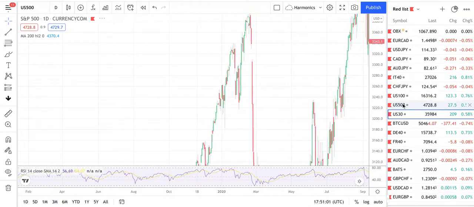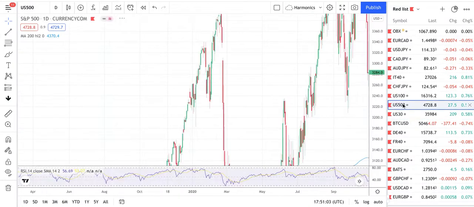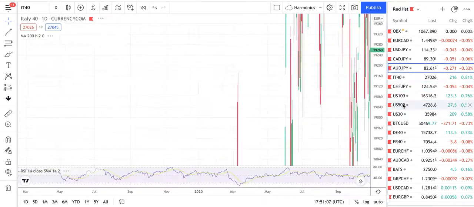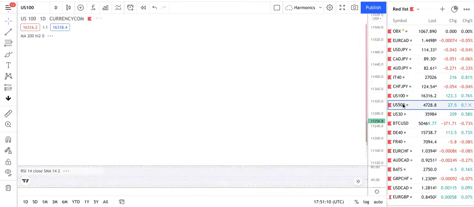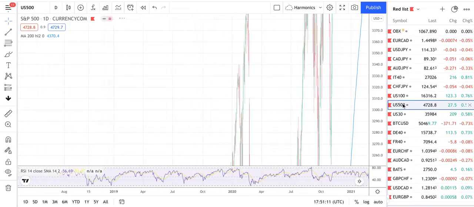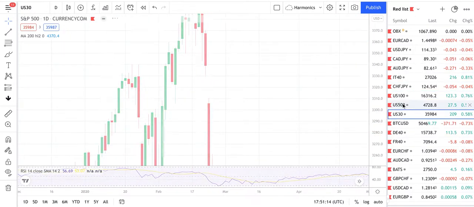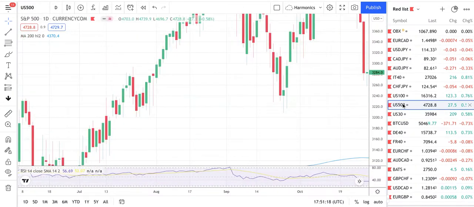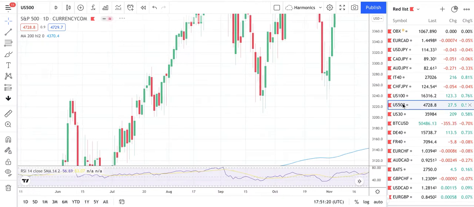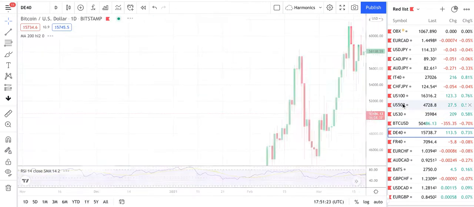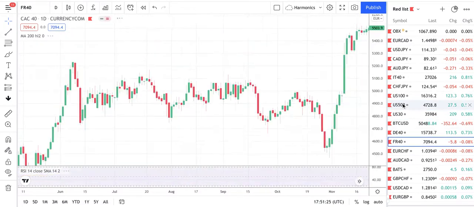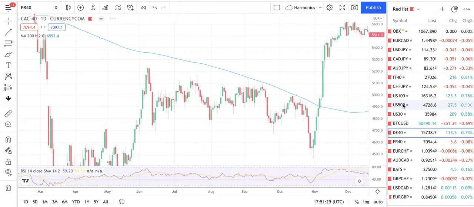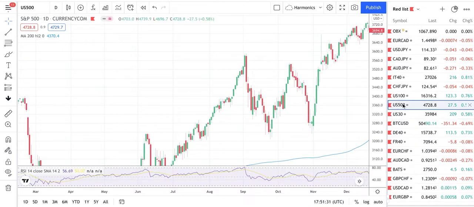Oh, and my screen is acting up. Just bear with me, guys, one second. Sometimes my screen does this. Let's see if it works. No. Okay, fine. This is better.